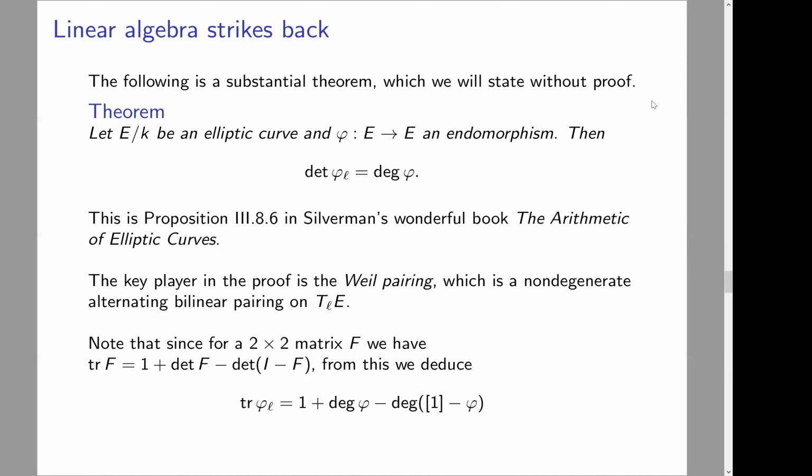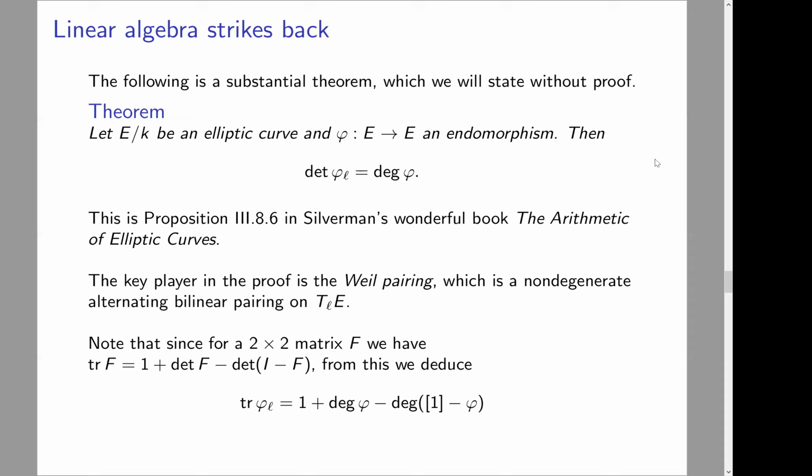If I have any elliptic curve and an endomorphism of that elliptic curve, phi from E to E, we saw on the previous slide, this induces a map, phi L, from the L-adic Tate module of E to itself. So phi L is some 2x2 matrix. Then the determinant of that matrix equals the degree of the endomorphism.